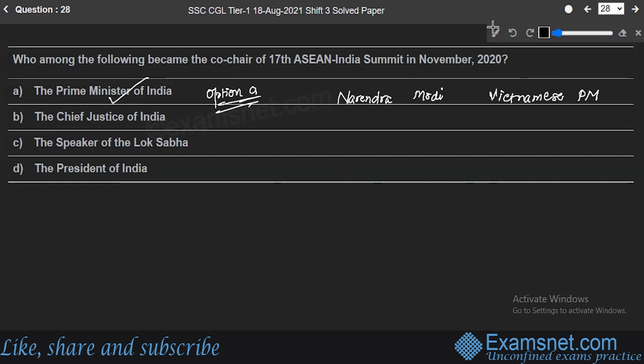The summit focused on the measures to recover from the economic turmoil triggered by the COVID-19 pandemic and ways to further this broad based strategic ties. Recently, on October 28, 2021, PM Narendra Modi co-chaired the 18th ASEAN-India Summit with Sultan Haji Hassanal Bolkiah of Brunei. Well, the correct answer to our question is option A.